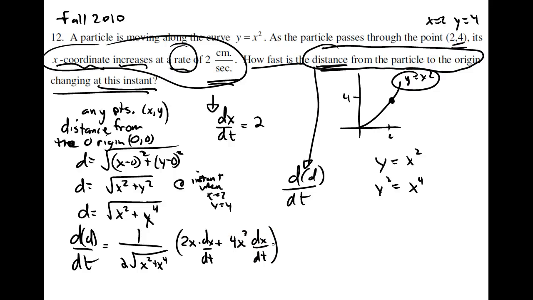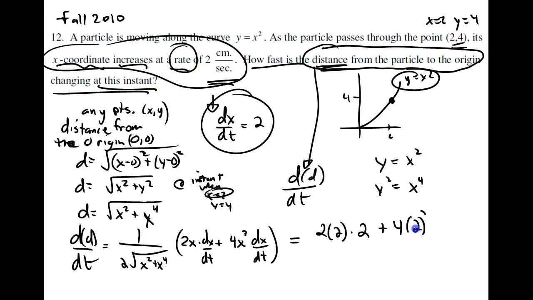All right. I know dx/dt. I know x. The only thing I need really is to plug in now. I have 2 times x times dx/dt plus 4 times x cubed times dx/dt, all over 2 square root of 2 squared plus 2 to the 4th. I'm just going to plug in and get that number. And that's the answer to the question. Related rates, this is what this question is.